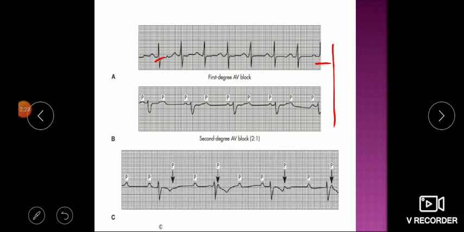And in the third one, you get total dissociation between atria and ventricle. You are getting P waves at regular intervals and QRS complexes at irregular intervals. But there is no correlation between P and QRS complex. Atria are contracting at their own rate, ventricle contracting at its own rate. So that is called complete AV dissociation, or complete heart block. Means no impulses are reaching the ventricle. So it is called third degree heart block or complete AV dissociation.